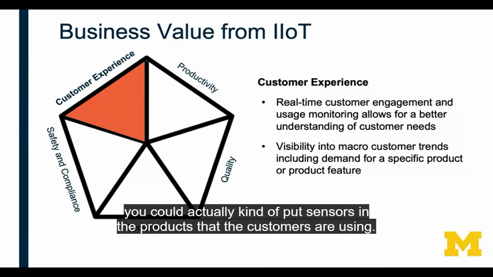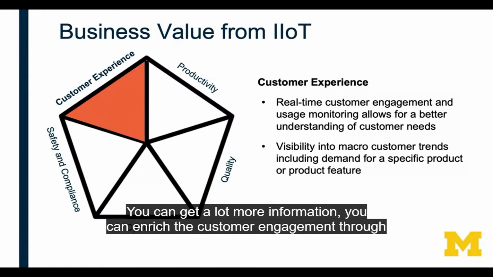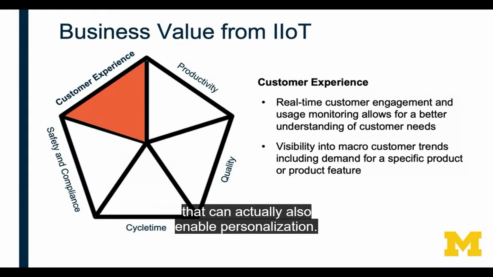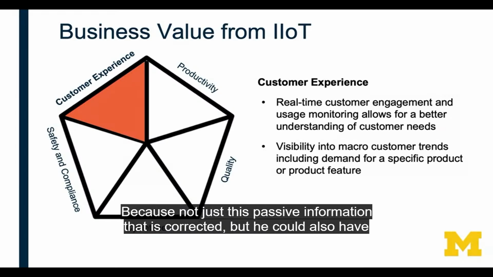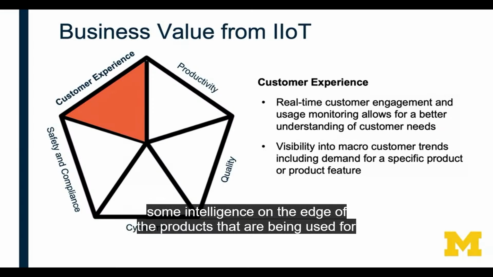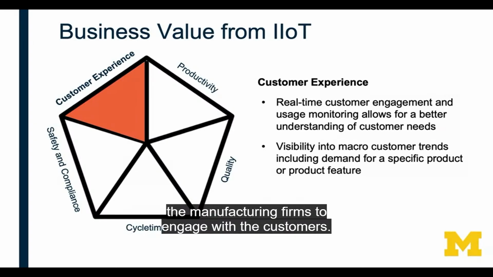For example, you could put sensors in the products that the customers are using. You can get a lot more information. You can enrich the customer engagement through that, and then better monitor the usage of the product. And that can also enable personalization, because not just this passive information that is collected, but you can also have some intelligence on the edge of the products that are being used by the customers. That will increase the ability of the manufacturing firm to engage with the customers.